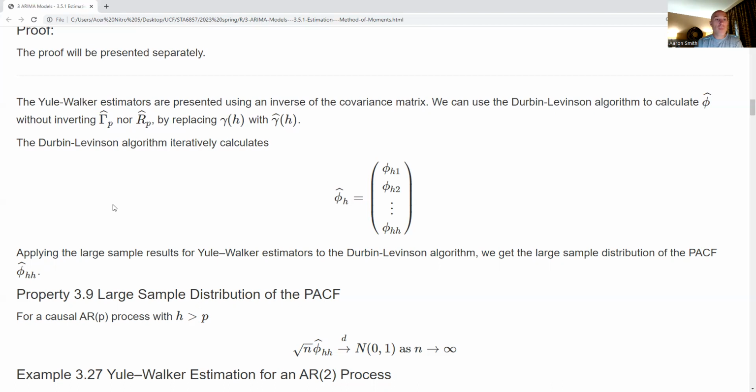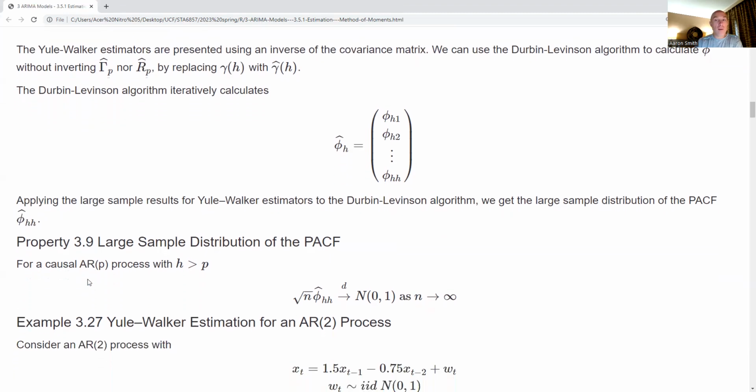All right, so we're going to take iterative calculations, and we're going to estimate consecutively the values of our coefficients. And if we apply large sample results for the Yule Walker estimates, assuming that everything's behaving the way we want to, we're going to get a large sample distribution for the partial autocorrelation function phi sub HH.